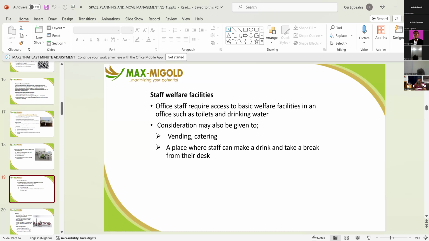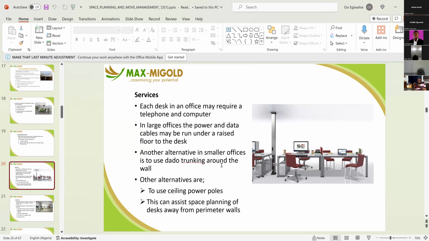From their desks. Services that may be required in an office, in different offices. Each desk in an office requires a telephone and a computer, whether it is a mobile phone or a laptop. Those days normally just had the desktop. There are other desktops. Some organizations still do use that, while some other organizations now have up to small laptops, and you must have provision for phones, either mobile phones or desk phones or IP phones.